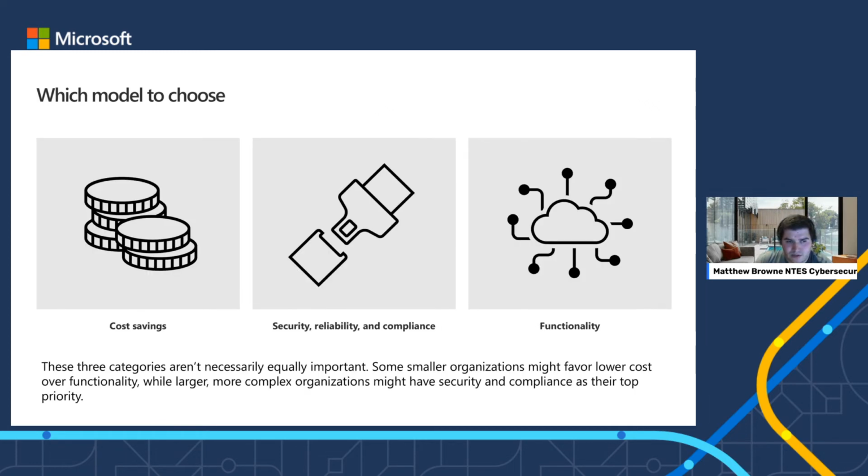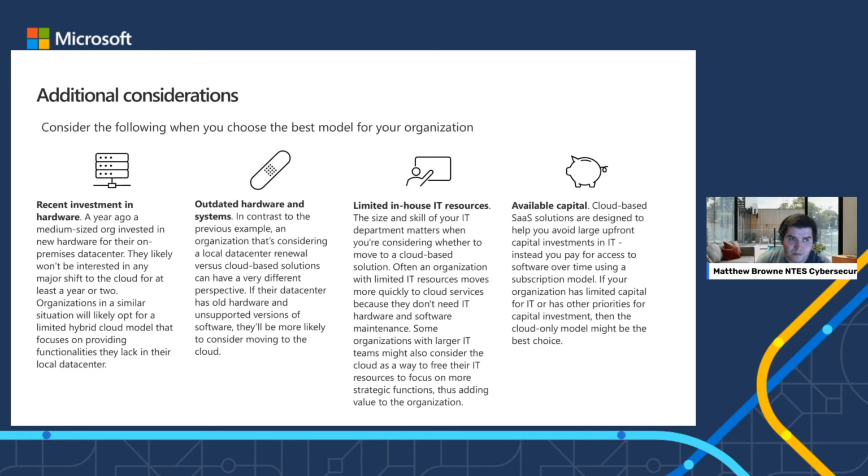So realistically, as Frank said earlier, it's cost savings, it's reliability and compliance, and it's functionality. Depending on what you want to do, you're either going to go with a hybrid, a cloud, or just an on-prem, one of the three. It depends on what management are looking for. It depends on what the client wants. It depends on what the real life scenario says.